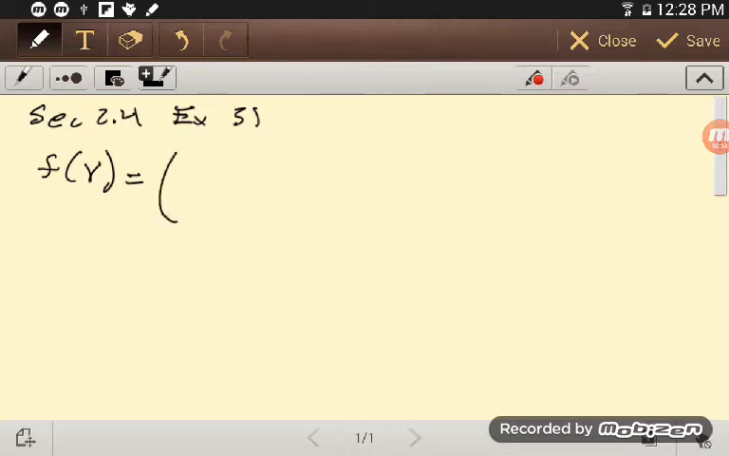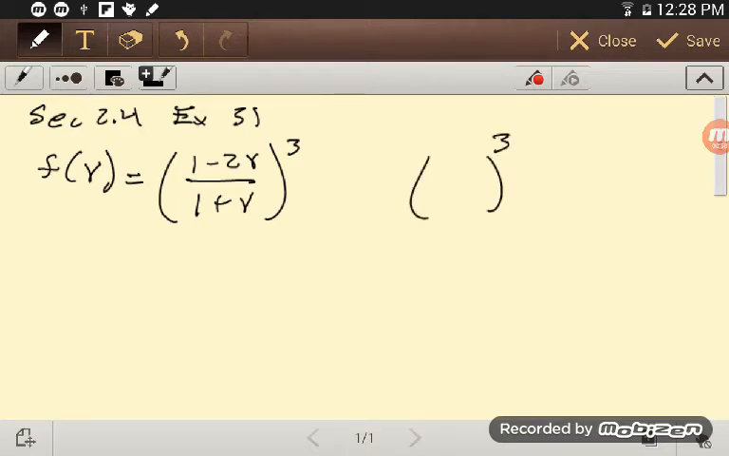And this is (1 minus 2 nu) over (1 plus nu) to the third. And so as I look at this on the outside, I have this cubing function, and on the inside I have this 1 minus 2 nu over 1 plus nu. Well, that is going to take a quotient rule, but that's fine.